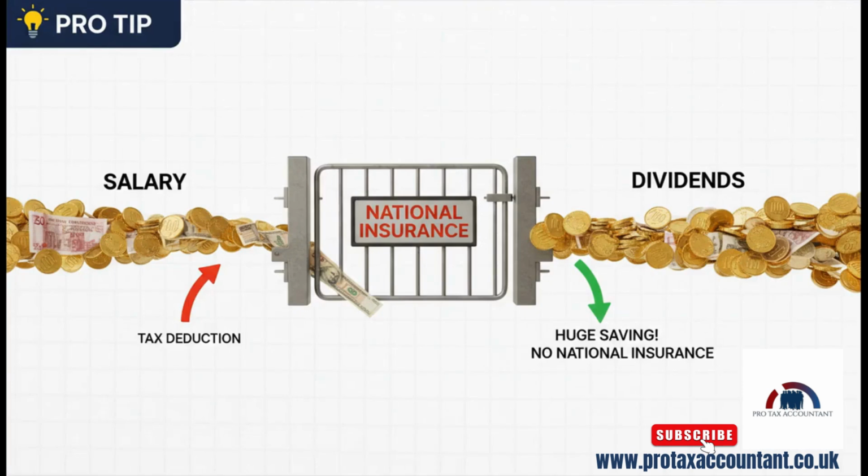So here's a pro tip for you. Despite all the changes, a low salary combined with dividends remains, for most company directors, the most tax-efficient way to get paid. The crucial point here is that you're using your personal allowance for salary while also leveraging the fact that dividends are not subject to national insurance contributions, and that is a huge saving.